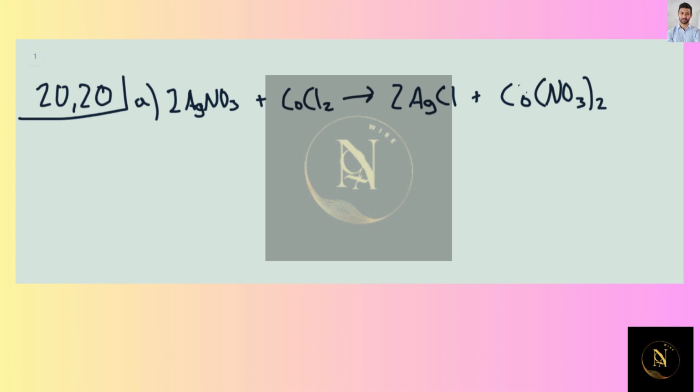So here we can just quickly write the oxidation numbers. This is plus... 2. Sorry, this is negative. This is negative. This is plus. This is negative. This is plus 2. This is negative. So we see that no charges are changing, so there is no oxidation/reduction.